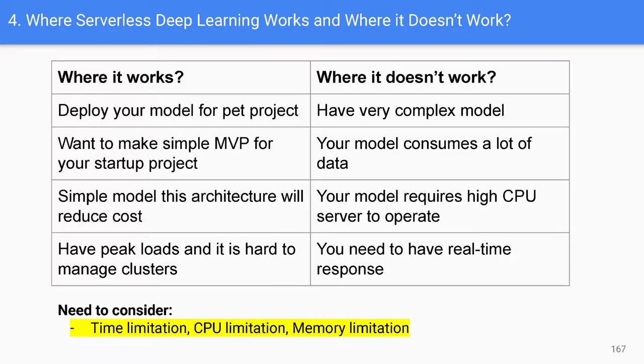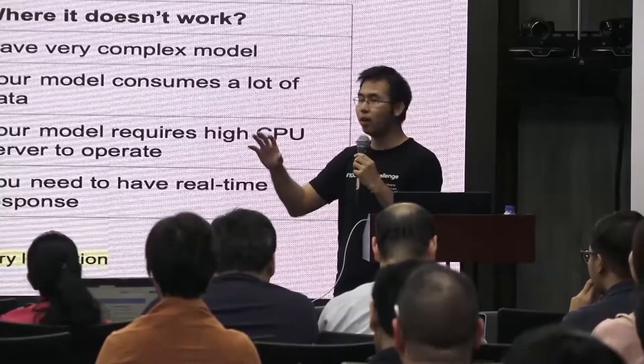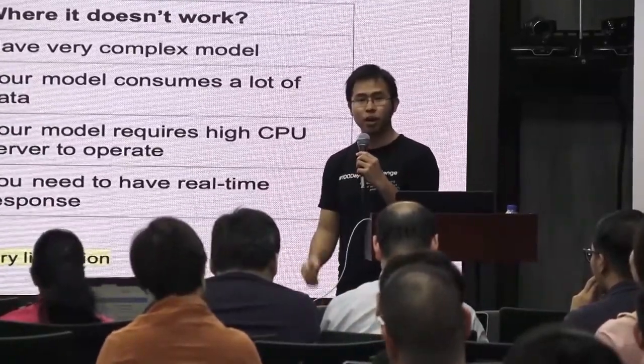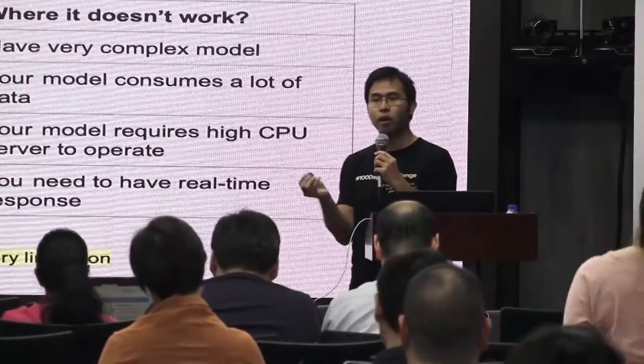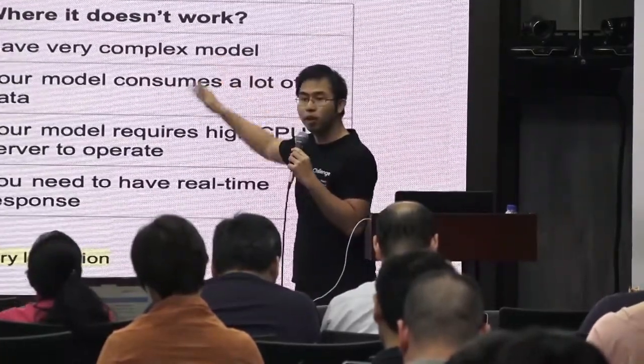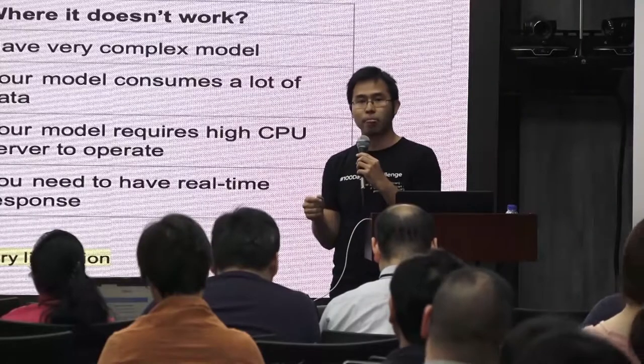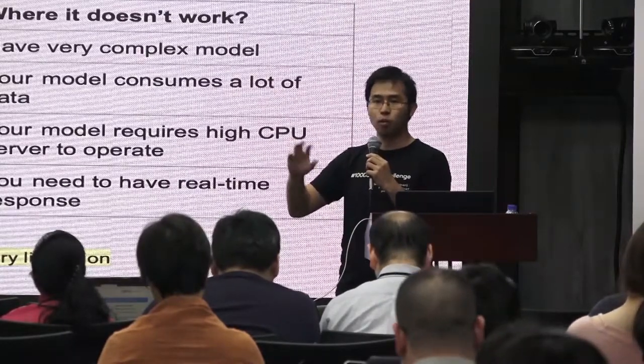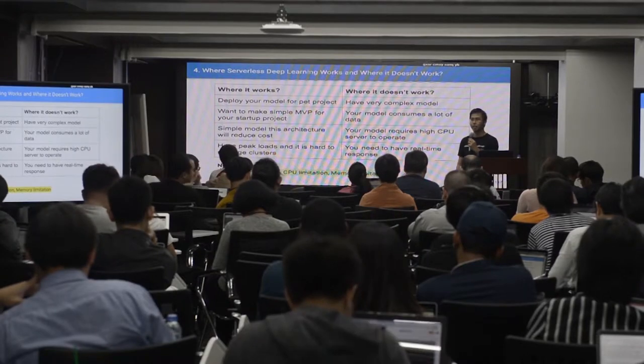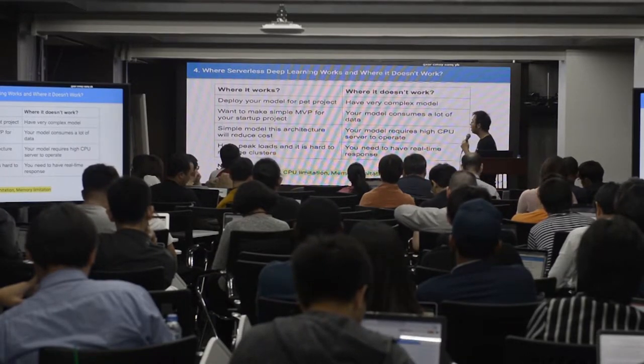So when we compare the two things, where it works and where it doesn't work: first, if you want to deploy your model, Amazon calls it a pet project. A small project, not a complex one, because it has limitations. The RAM that Lambda can run is around 1.5 gig, so your model cannot grow bigger than that. If your model is too large, if you have a really complex model, watch out when using serverless. If your model is smaller than 1.5 gig, it's okay, including graph and weights, all those things.